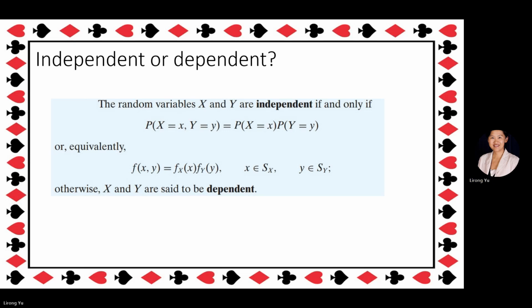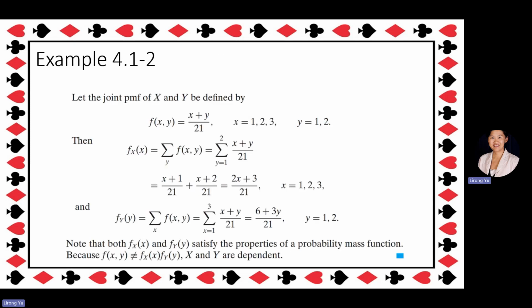Now, if they are dependent, they will have what people call correlation. Are they positively correlated or are they negatively correlated? We may have to calculate correlation. In order to calculate correlation, we have to calculate covariance. And there are a lot of other concepts we have to learn. But before that, let's look at how to determine independence with an example.